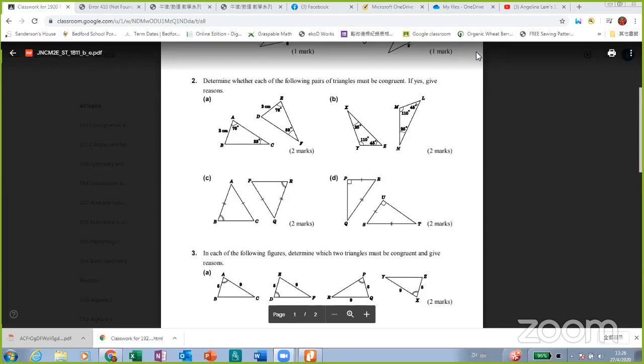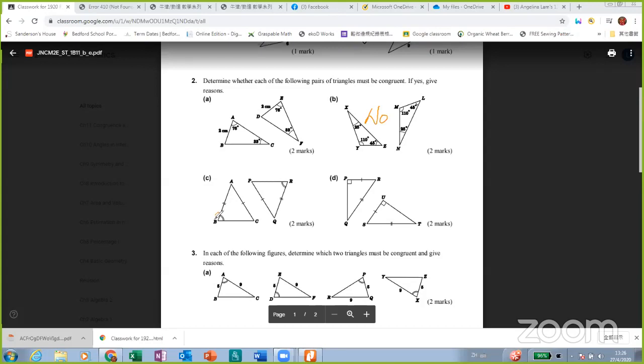Right? Therefore, in this case, for part B, these two triangles are not congruent. These two triangles are not congruent. Okay, and then for part C, now part C, look at it carefully.